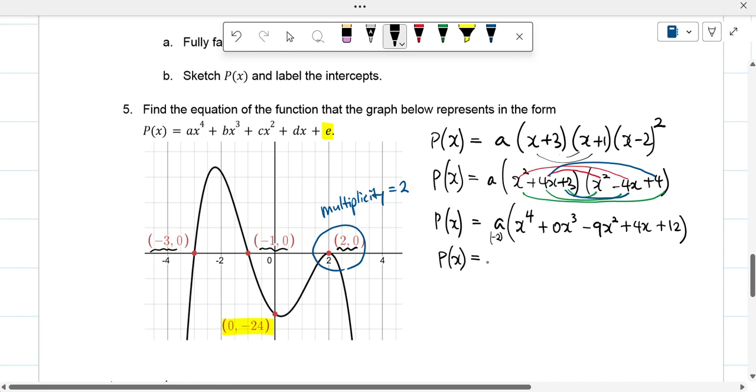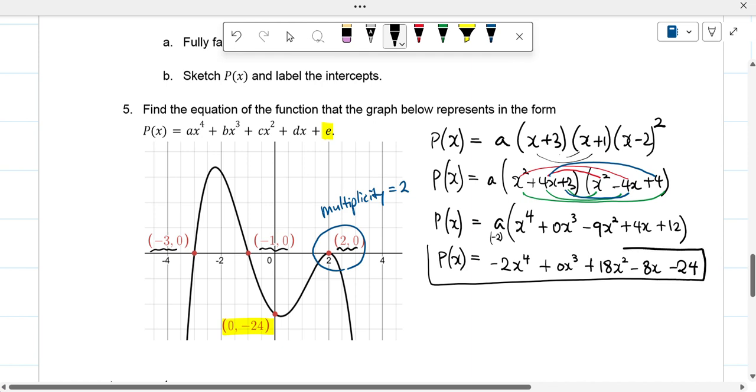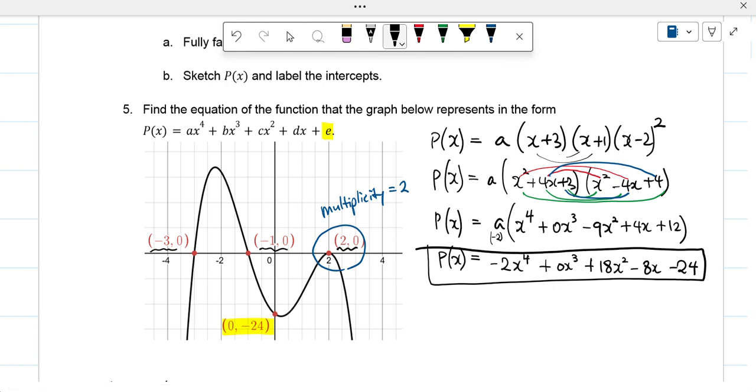So now let's expand it. Negative 2x power 4 plus 0. I'm just going to write it here just to make sure that I don't make the mistake. Plus 18x squared minus 8x minus 24 will be my final format. Negative 2x power 4 plus 0x cubed plus 18x squared minus 8x minus 24.